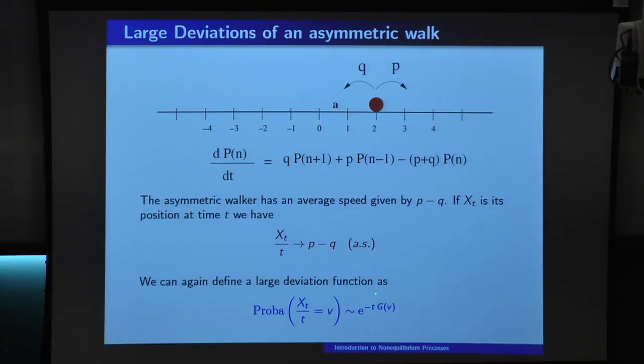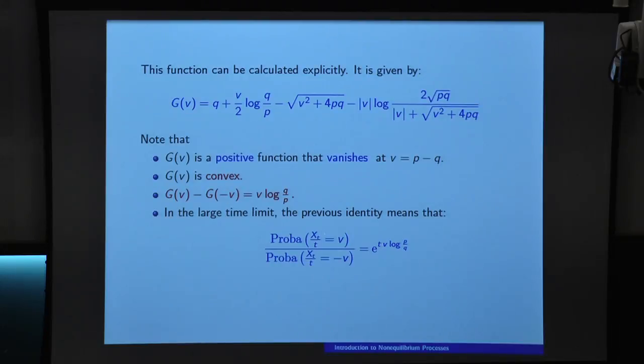Now time plays the role of the large parameter, and a nice exercise to be given to undergrad students is to compute this g of v. Okay, so it's not so trivial. I mean, it's not horribly complicated, but it's not a very simple function. It already requires something. Okay, but this is a positive function that vanishes at p minus q.